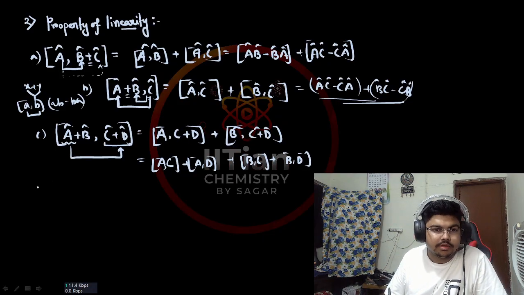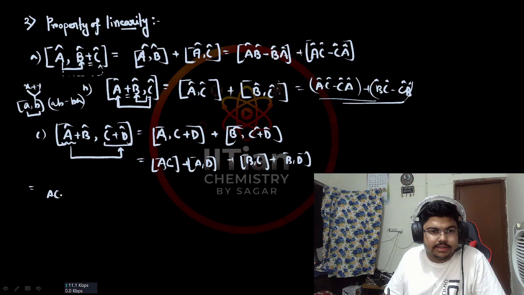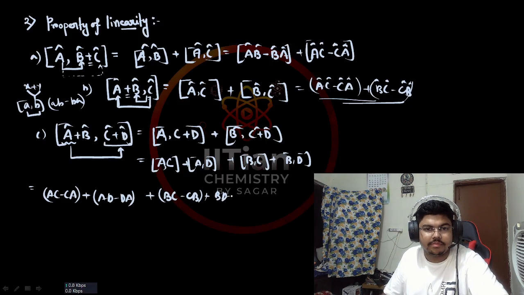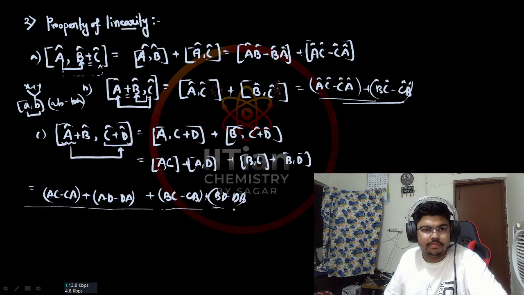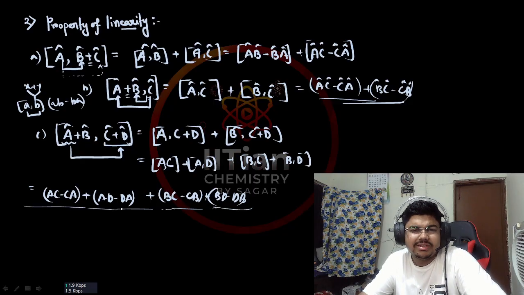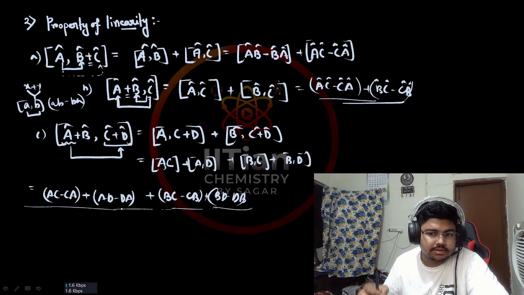right? So you will write AC minus CA plus AD minus DA plus BC minus CB plus BD minus DB, right? Thus we will solve. Clear? Why are we doing this?